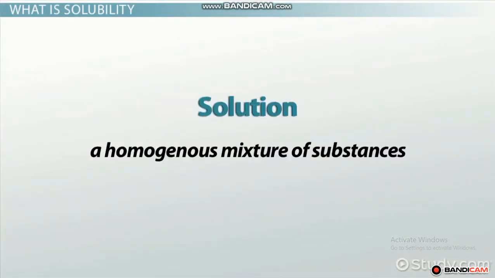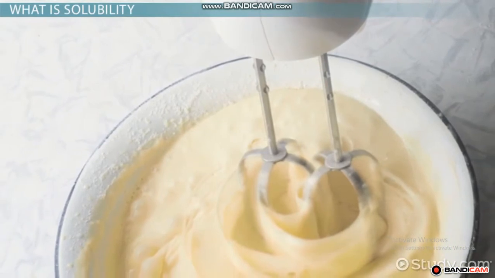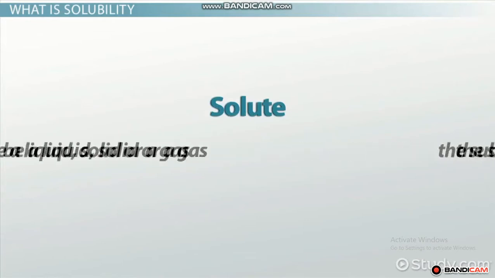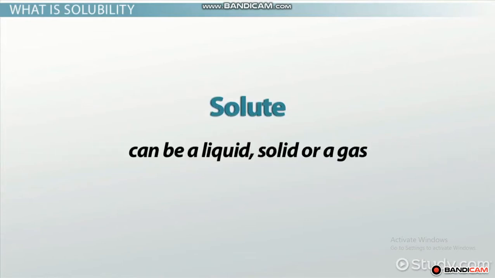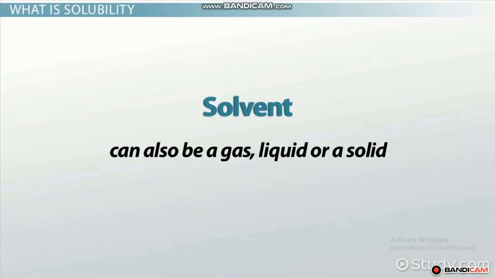A solution is a homogeneous mixture of substances. In other words, the solution is mixed in a uniform way. The substance that is dissolved is called the solute. The solute can be a liquid, a solid, or a gas. The solvent is the substance that does the dissolving. The solvent is usually in excess and can also be a gas, liquid, or a solid.